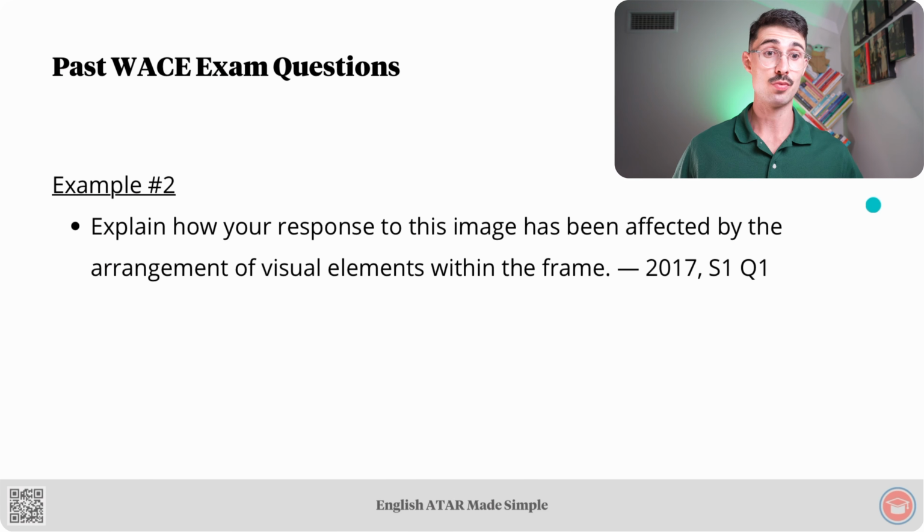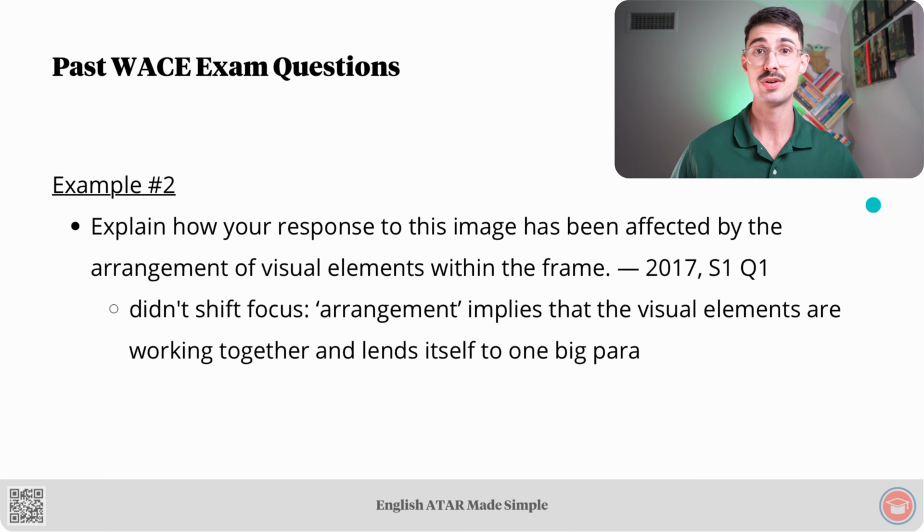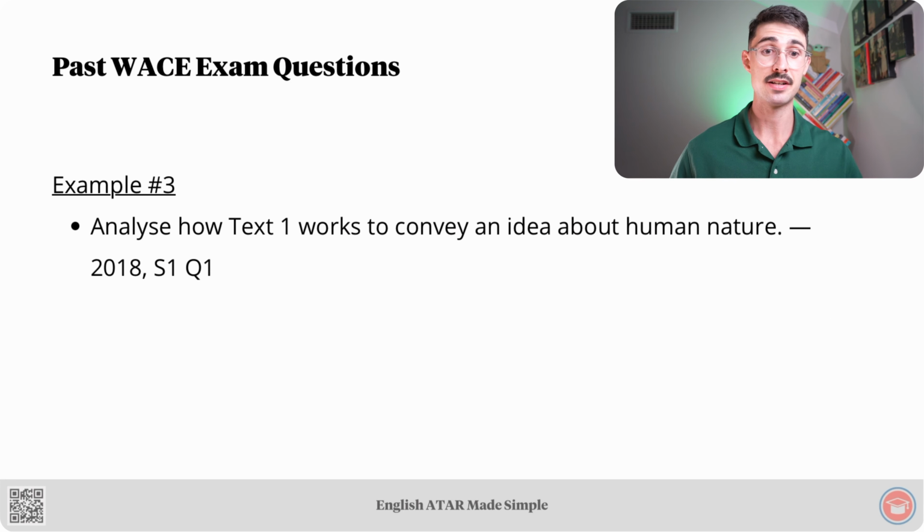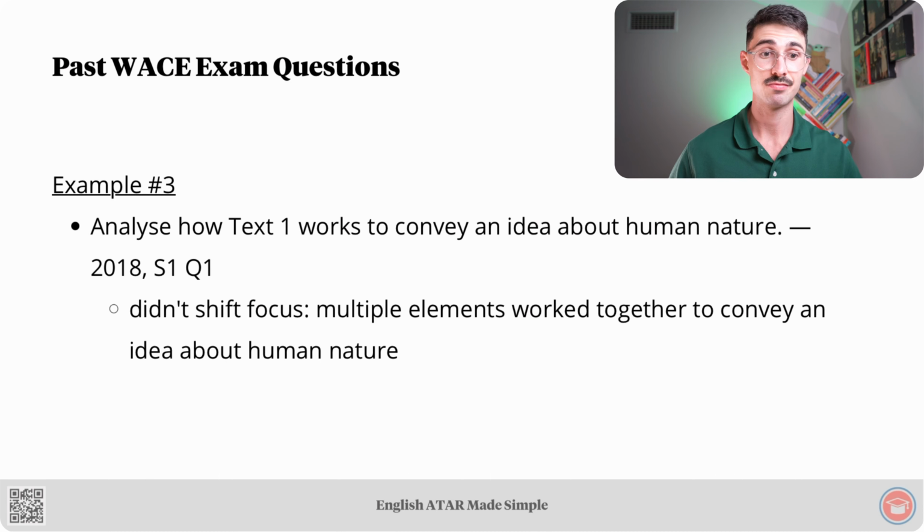Example number 2 was explain how your response to this image has been affected by the arrangement of visual elements within the frame. Here, we didn't shift focus. The word arrangement in the question implies that the visual elements are working together, so it therefore lends itself to one big paragraph. Example number 3 was analyze how text 1 works to convey an idea about human nature. Once again, we didn't shift focus. We didn't shift focus because multiple elements worked together to convey an idea about human nature.